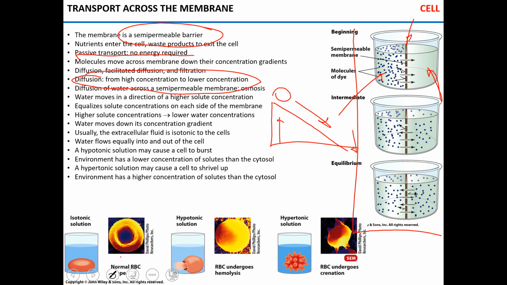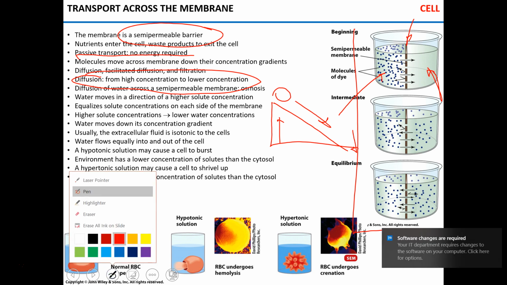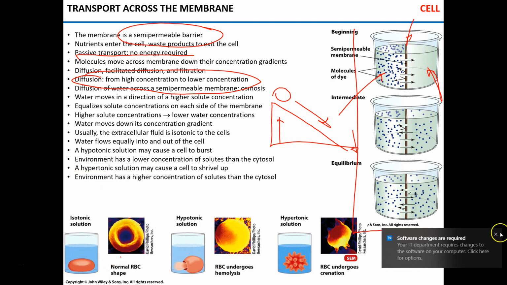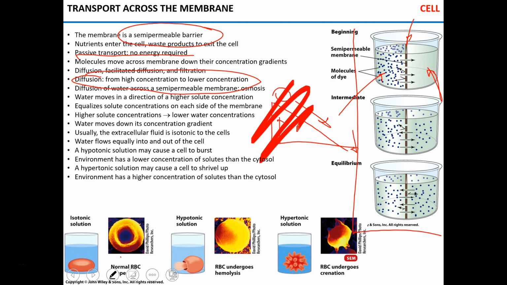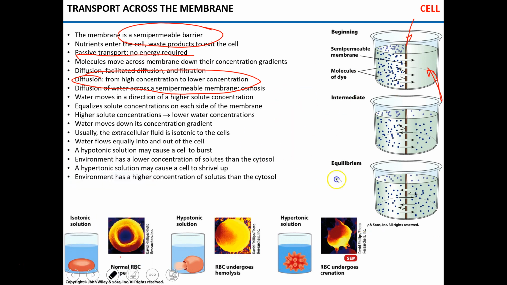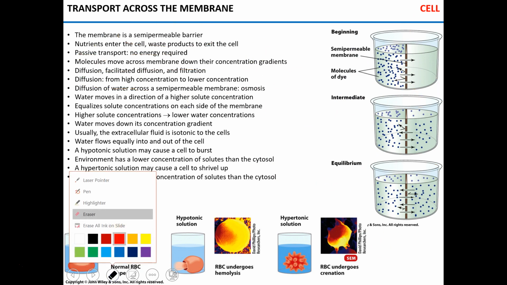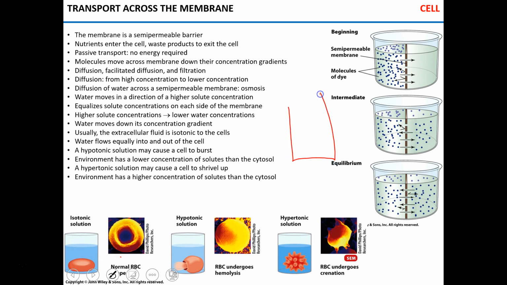Now I have to make it very clear that any molecule can diffuse if the membrane is permeable for that molecule. Now imagine the situation when you have a beaker separated into two parts, and there's a lot of solute on one side and very little on another.